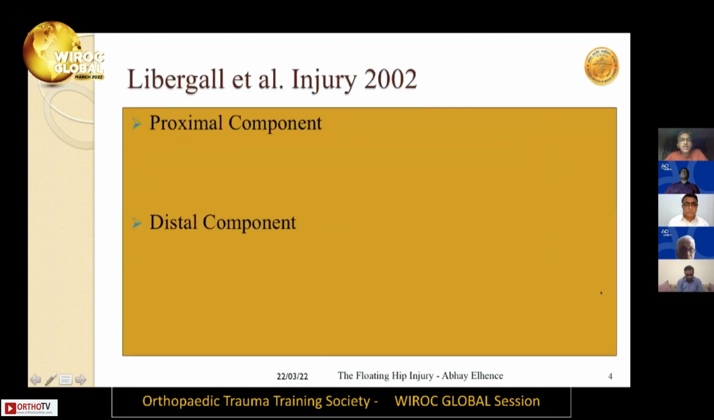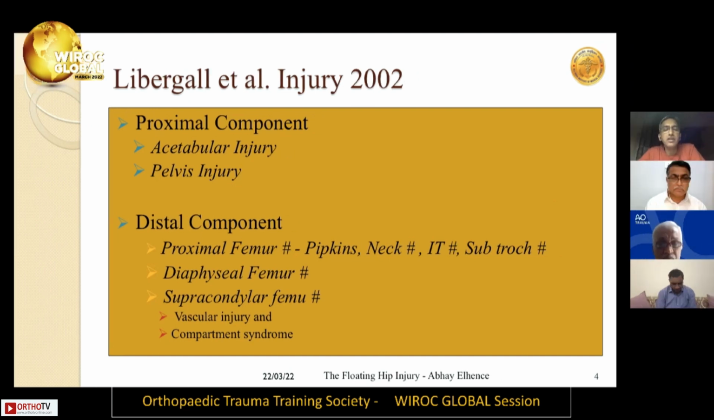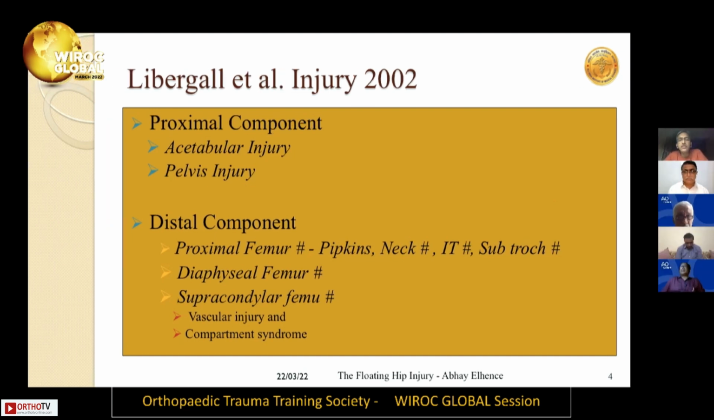So if you talk of classification, as Liebergal in 2002 defined, these floating hips have a proximal component and a distal component. The proximal component very often is an acetabular injury or a pelvis injury. And the distal component is a proximal femur fracture, a diaphyseal fracture, or a supracondylar femur fracture. So the proximal femur fracture can be a Pipkin, a neck fracture, an IT, or a subtrochanteric fracture. And then you have the diaphyseal fractures, which are usually the proximal and middle diaphyseal fractures. And then you have the supracondylar femur fractures, pardon for the missing R.